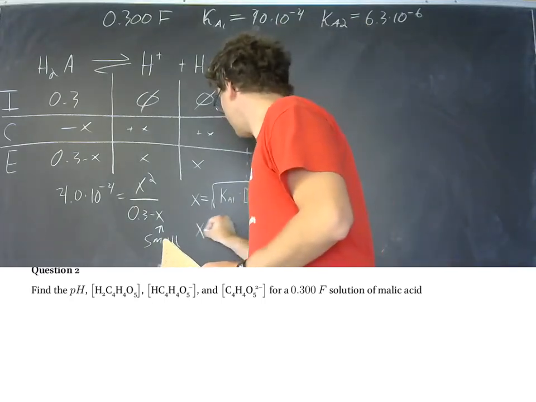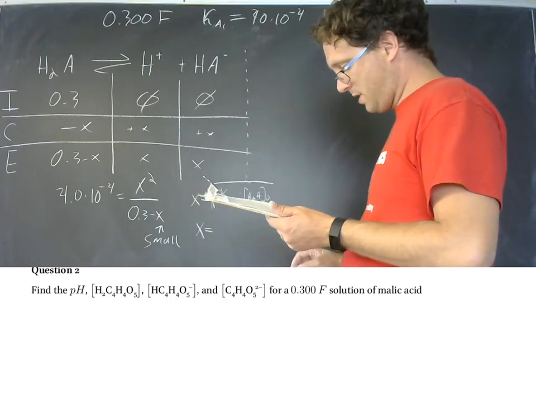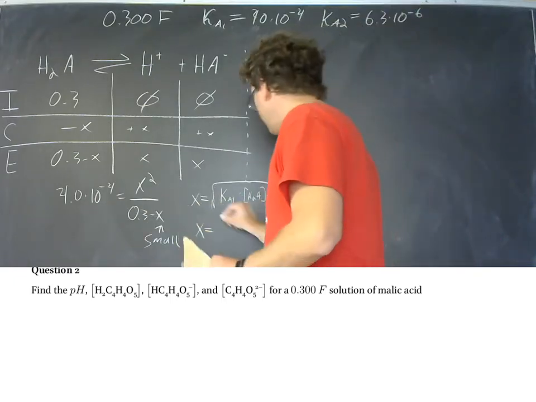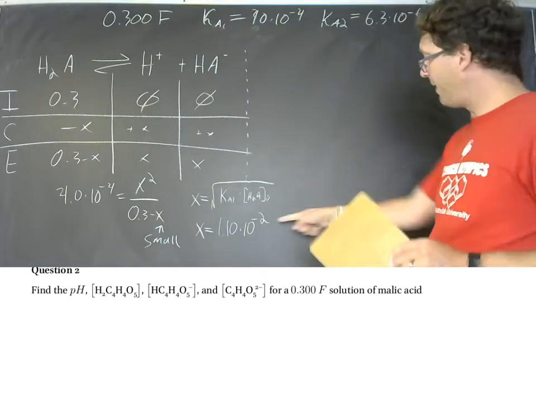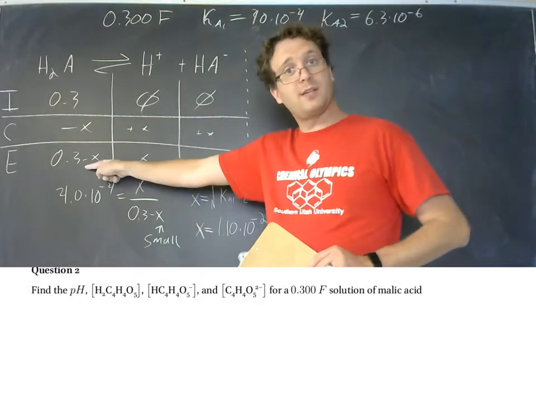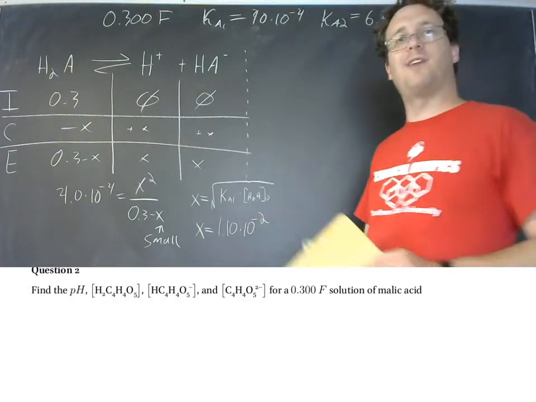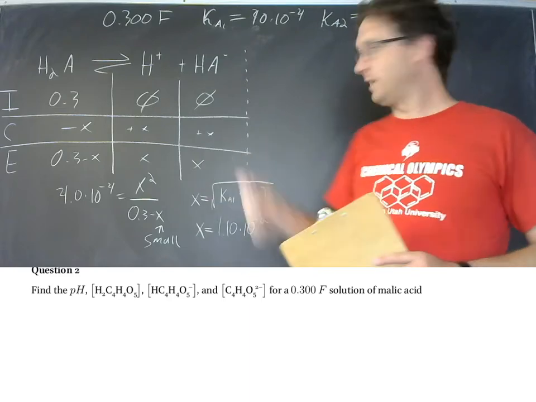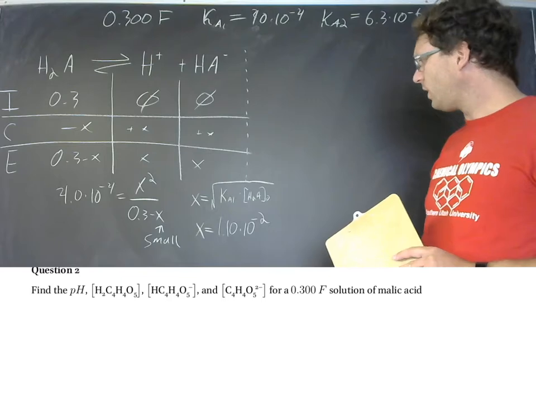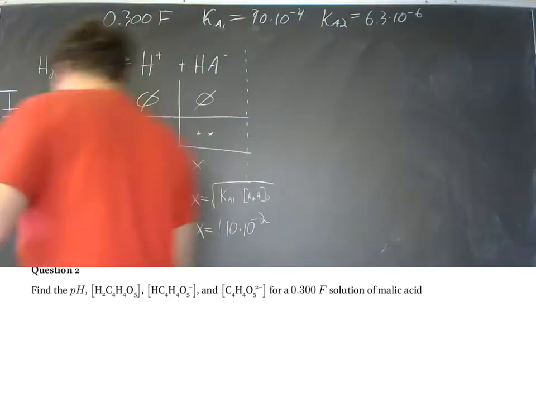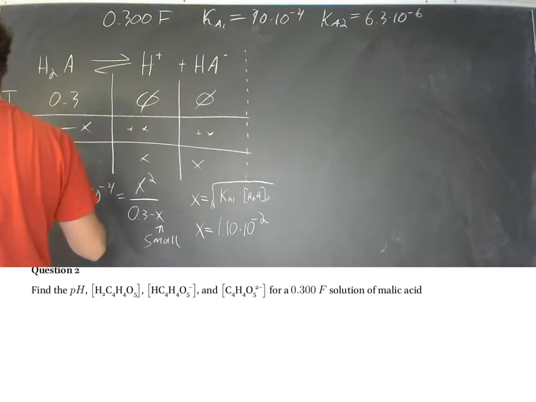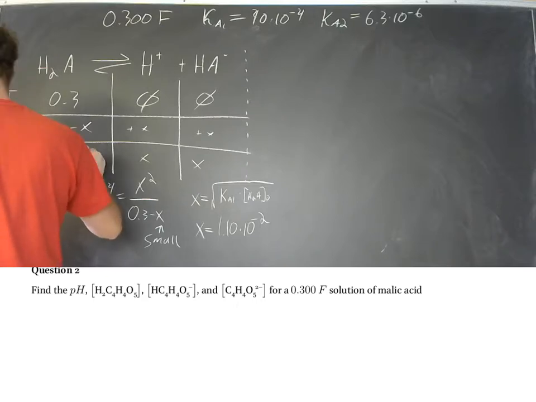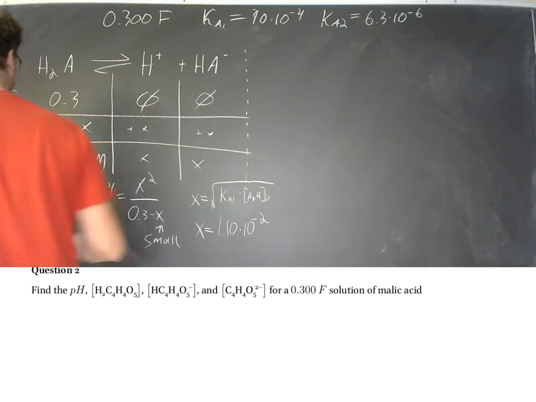And this gives us a value of x equal to 1.10 times 10 to the negative second. And that is about 3.7% of our initial amount. This time we are below that 5% threshold, and we can move forward with confidence. And so let's go ahead and put those numbers where they belong now. So 0.3 minus 0.011, well, that ends up with 0.29, I'm sorry, 0.289 molar. That's 0.3 minus x.